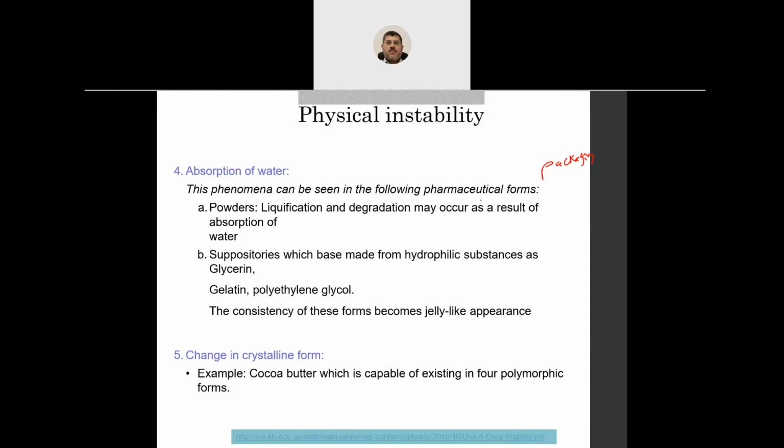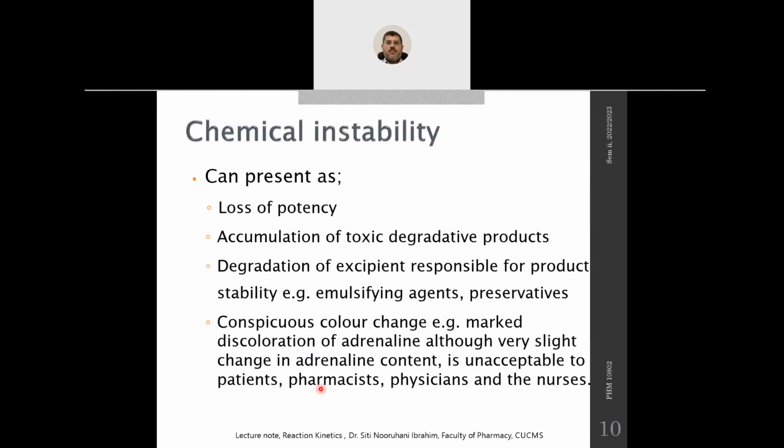Change in crystalline form may happen. For example, cocoa butter, as we know, is used in suppositories. This one has the polymorphism phenomenon, or polymorphism characteristic. Upon storage, if you store at, for example, freezing temperature, the crystalline form will change. It will change to a different polymorph with a different melting point, so it will affect its melting in the body once inserted.